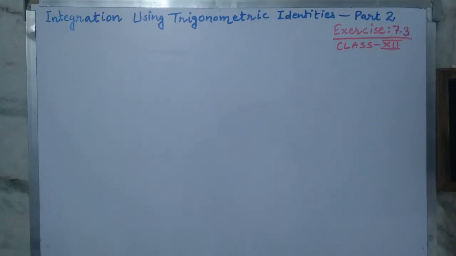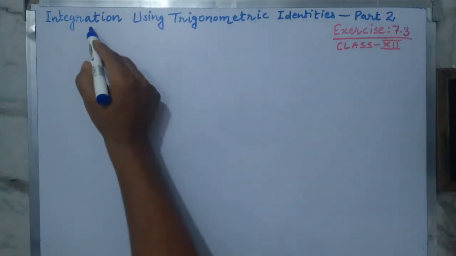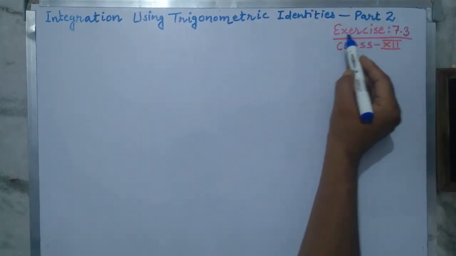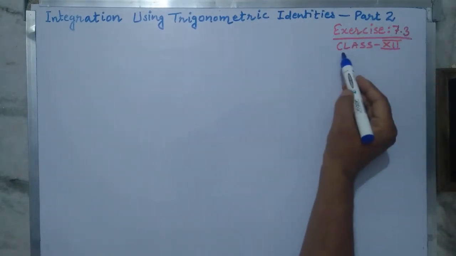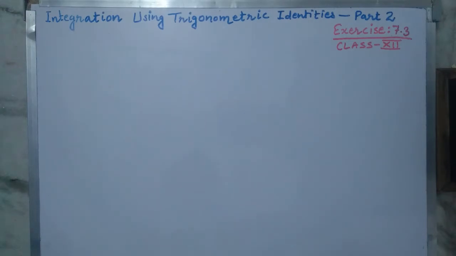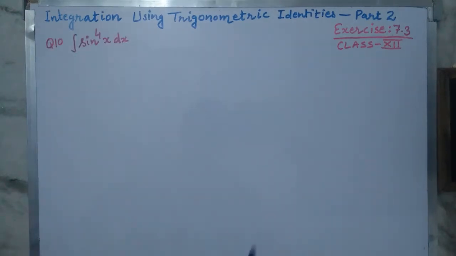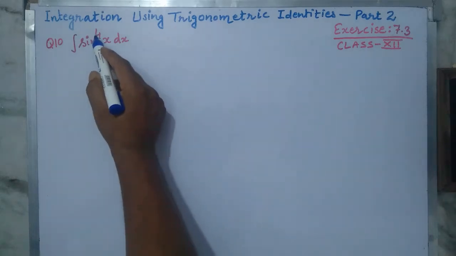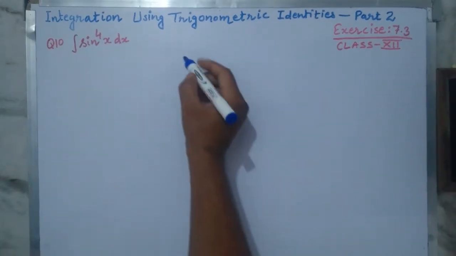Friends, today we shall discuss integration using trigonometric identities, part 2 of exercise 7.3 for the students of class 12. So let us proceed now. Our first question is question number 10. What is the integration of sine raised to power 4x dx?